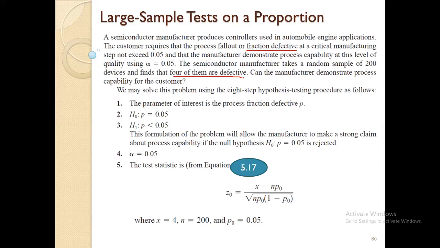You collect 200 samples and you found 4 samples are defective. You also have to conclude whether this process meets the requirement. The customer requirement is 0.05. For this case, we would like to show the proportion is less than or equal to 0.05.